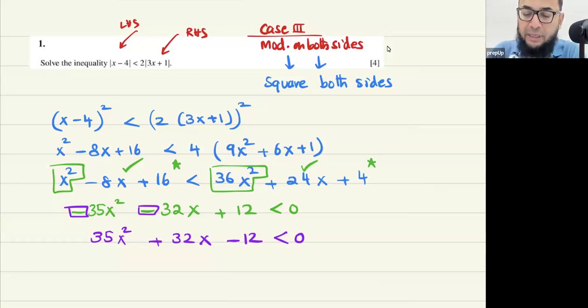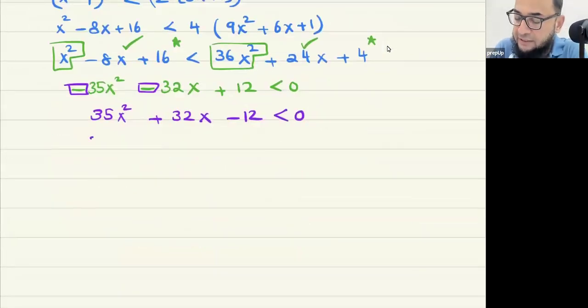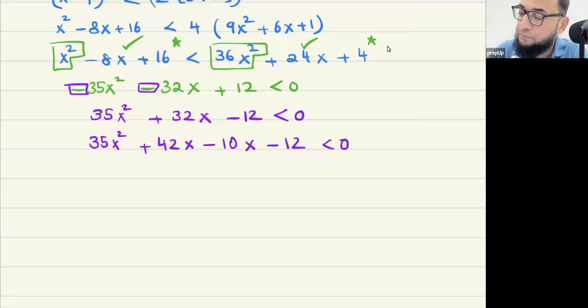Now let me grab my calculator and let me multiply. So I'm just using the basic thing. I'm just trying to figure out which way should I go. Okay. So now this is 35 into 12. That's 420. So now that's a good number. 420 is 42 into 10. So therefore this is 35x squared plus 42x minus 10x minus 12.